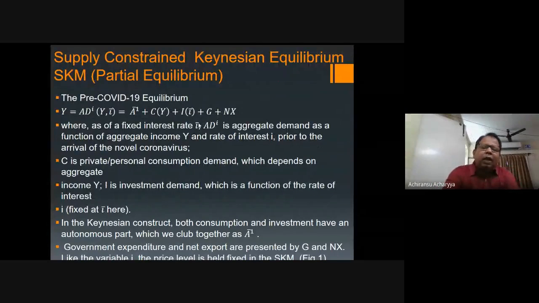I'm proposing a model here. It's called the supply constraint Keynesian equilibrium. It's just simple Keynesian theory that we did earlier. So let's just look at it from this angle.